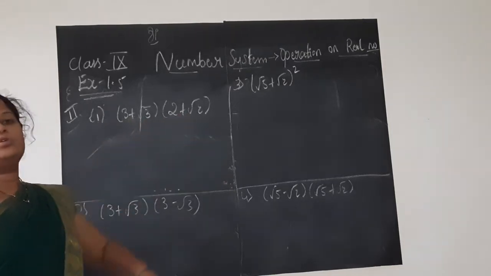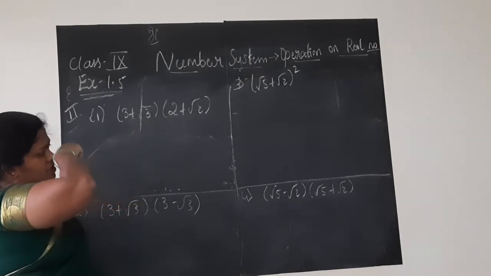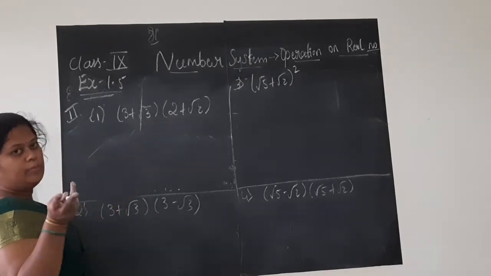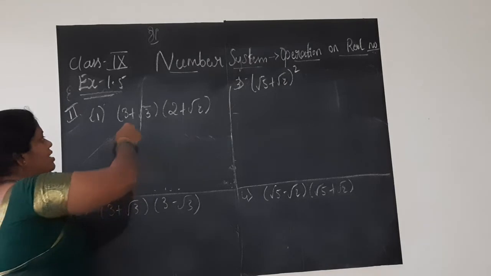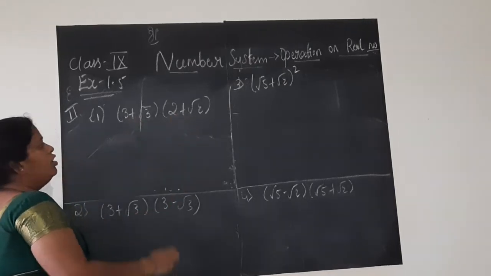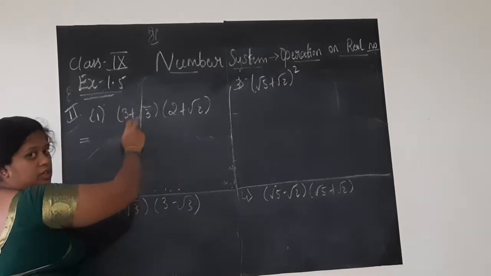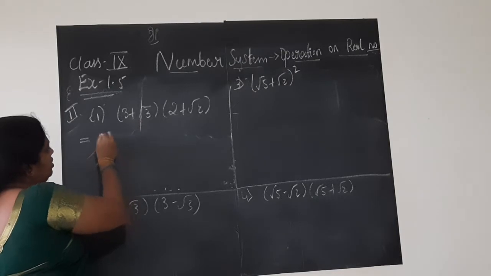Root 3 into 2 plus square root 2. How would you do it? In your 8th class you have studied multiplication of monomial, binomial, trinomial, etc. This is 2 terms, which means binomial. You are multiplying a binomial by a binomial, so take the first term of the first binomial and write it, that is square root 3.